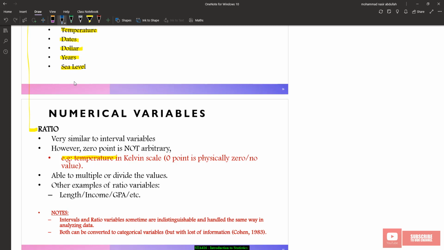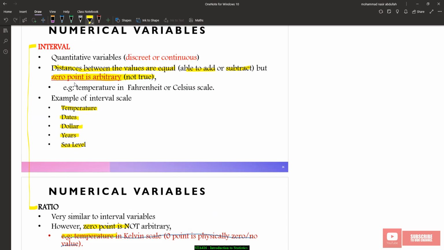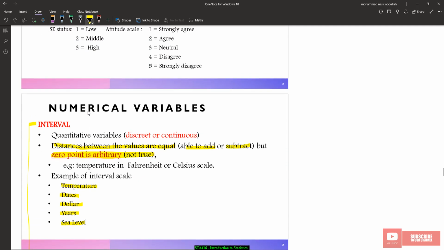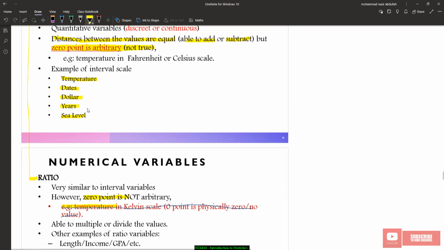That's not their example, I copied and pasted it, right? So in ratio, zero value is a true zero, not arbitrary. It's a true zero. Means that if you say you have 0 marks, your marks is 0. If you have 0 money, it means you have no money, right? It's a true zero. Boleh faham? So that is the difference between interval and ratio.